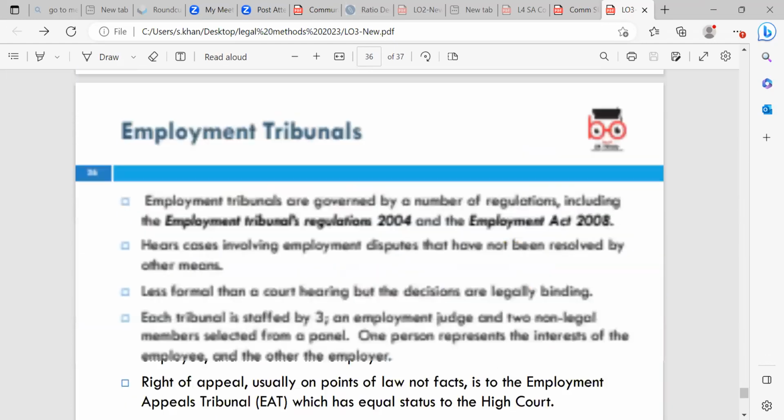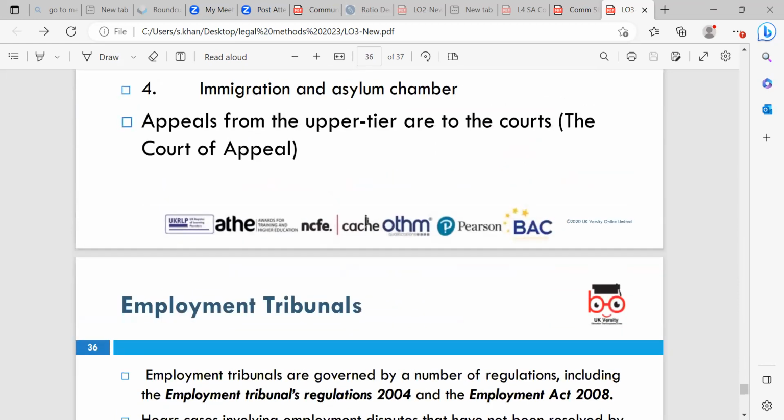So the reasoning behind having so many different tribunals and courts is that they may be specialists in that area. Sometimes the inferior courts will deal with the less severe matters, and the more superior courts will deal with the more serious matters, for example cases of murder, rape or anything like that.